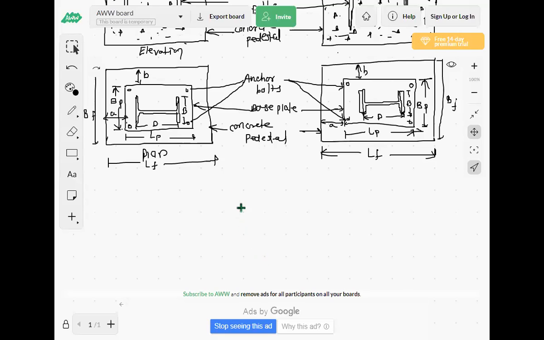So now we will see one by one how to design the slab base and how to design the gusseted base. We will see the first procedure, the design procedure for slab base. First we will see how to design the slab base.